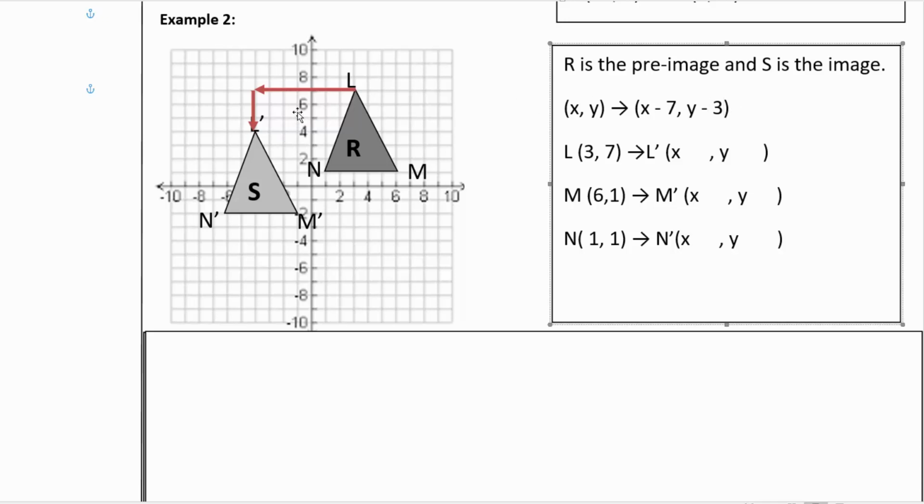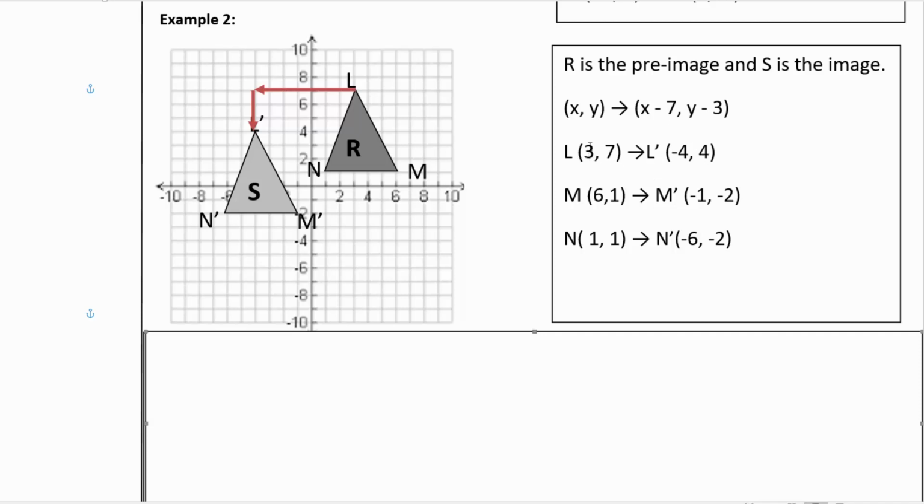Now I'd like you to take a look at each of the original points, L, M, N, and describe where the new points for the pre-image are, the points L prime, M prime, and N prime. Go ahead and pause the video to fill that in. All right, let's take a look. How did you do? So to find our new coordinates, we take the original, and then we just follow this math and record our new coordinates.